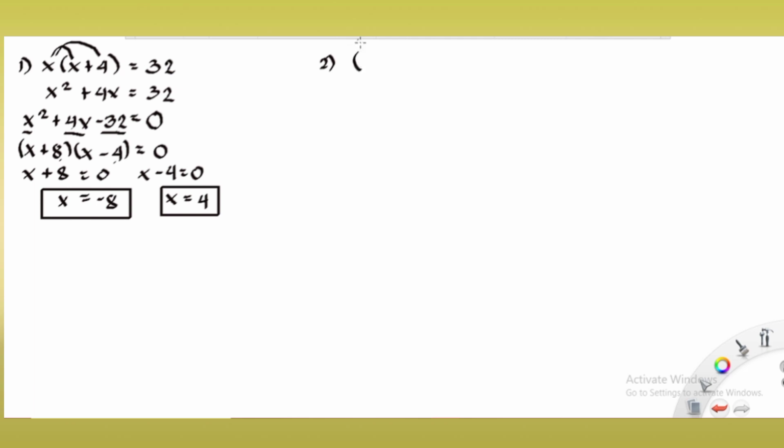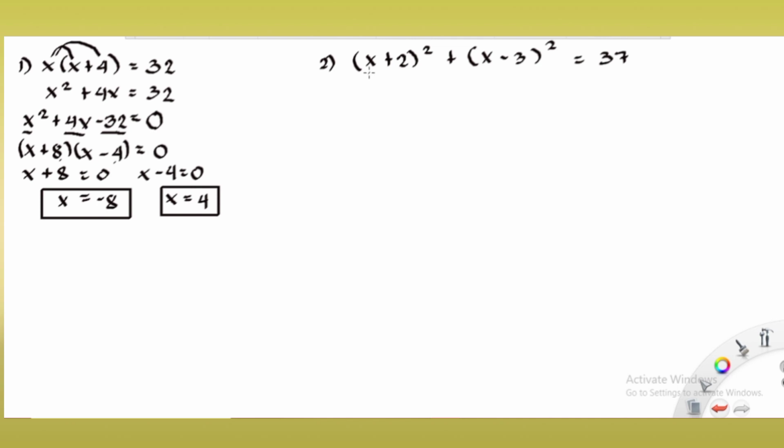Let's have number 2. We have x plus 2 squared plus x minus 3 squared equals 37. So, it doesn't mean na nakita natin na ang mga exponents ay 2 ay quadratic na siya. We have to expand this first or simplify natin. So, pwede tayong gumamit ng FOIL method or the special product. And I hope that you still remember how to do a special product.